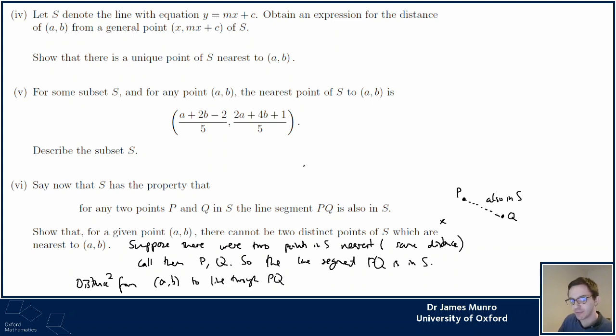I'm trying to use this fact up here. I've got to talk about the whole line to use part 4. The distance squared is a quadratic. And because it's a quadratic, I suppose it's a quadratic with positive x squared coefficient. A happy quadratic. If it's equal distance to P and Q, then it'll look like this. This is a graph of d squared with two different points where it's equal.